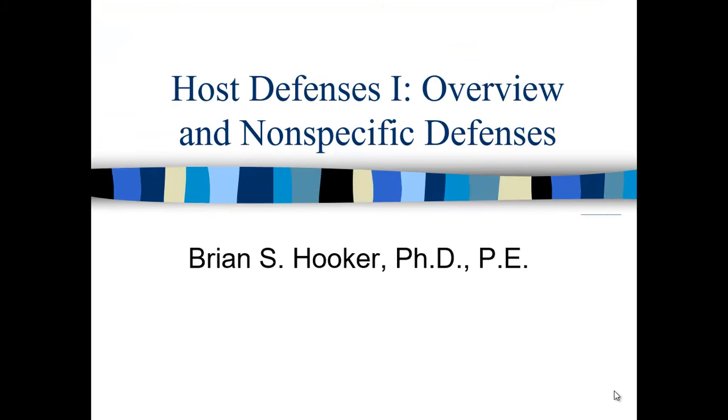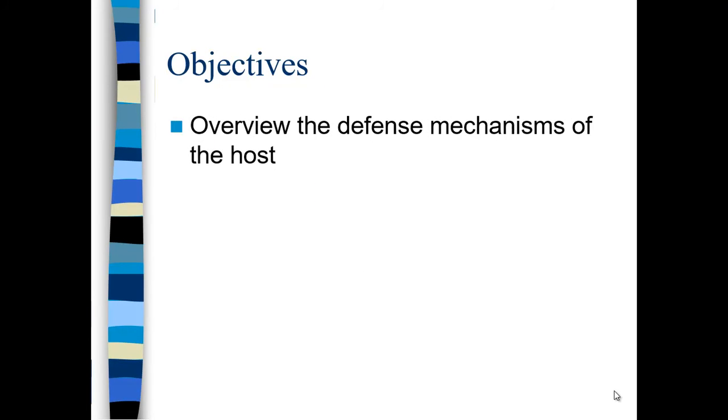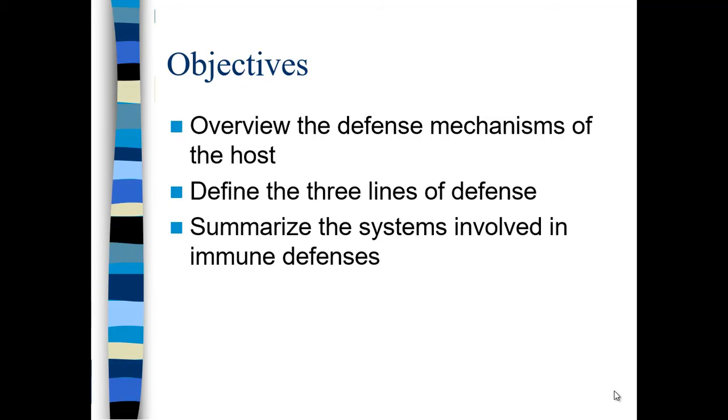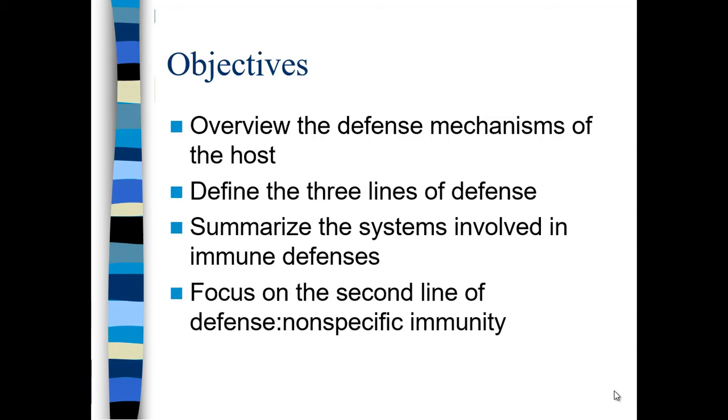So we're starting to get into immunology in chapters 14 and 15. And so first I want to give an overview of immunology. And then in chapter 14, we'll talk about nonspecific defenses that are mounted for any type of pathogen. Okay, so our objectives here are to look at the defense mechanisms of the host, define the three lines of defense, and then summarize the different systems involved in immune defenses. Okay, and we'll focus in on the second line of defense, which is nonspecific immunity.